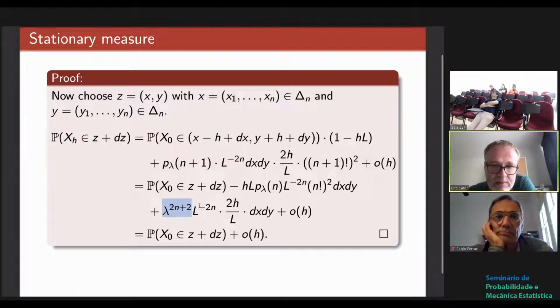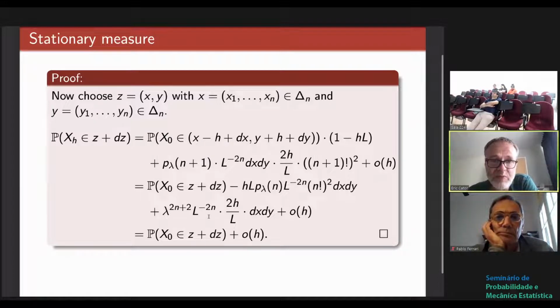And if you look at these two terms, they cancel exactly, and therefore you end up with the correct probability. So here should be an extra factor p lambda of n. My apologies for that. Okay, so that's very nice. So it's relatively straightforward. You just have to figure out how do you get to a certain configuration after time h when you know the configuration at time 0?